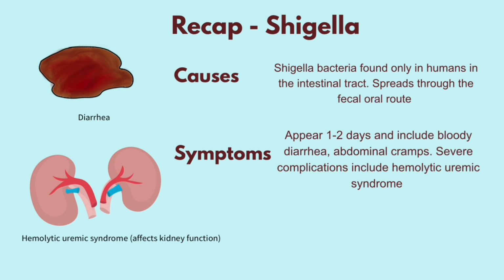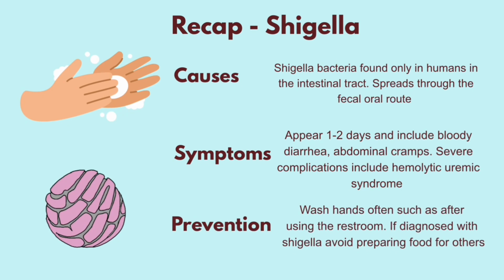Symptoms appear 1 to 2 days after infection and usually include bloody diarrhea, abdominal cramps, and in severe cases, people may develop hemolytic uremic syndrome, a condition that affects kidney function. To prevent this illness, wash your hands often, and if you know you have shigellosis, avoid preparing food for others.